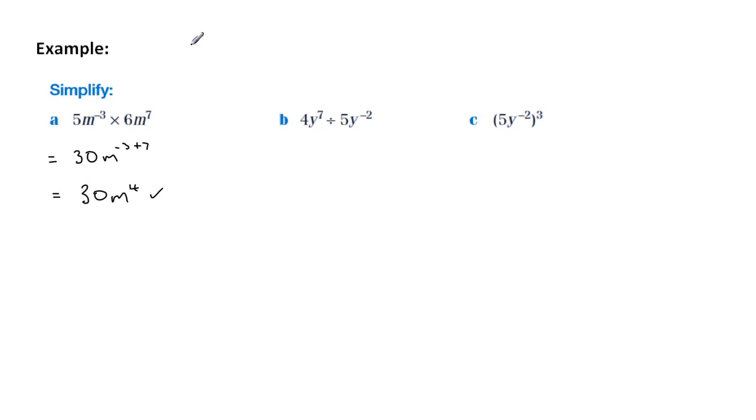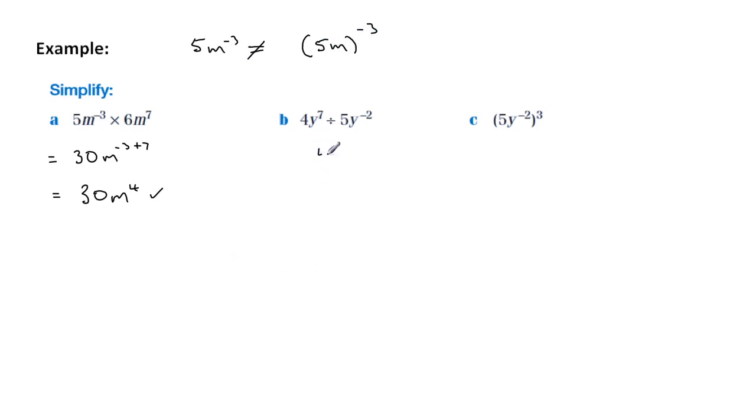I'll remind you again, the difference between this and it's not equal to this. Here the minus 3 relates to the 5 and the m, here just to the m.